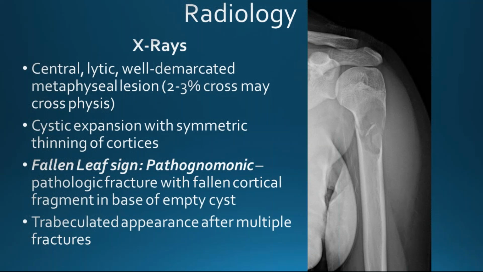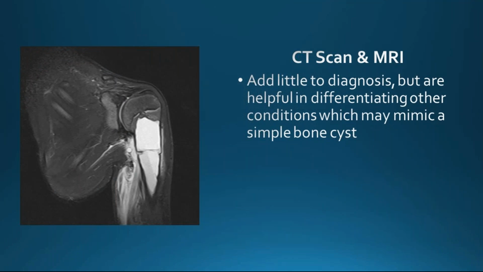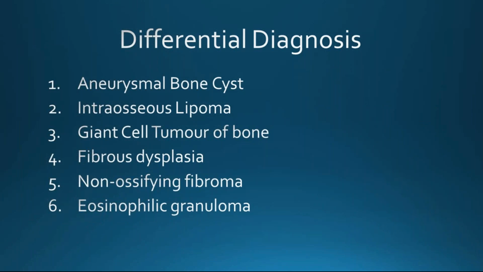Trabeculated appearance after multiple fractures. If you have multiple fractures, we can see a trabeculated appearance. Then coming to CT scan, it adds little to diagnosis but is helpful in differentiating other conditions which may mimic simple bone cyst. So the mainstay of investigation is X-ray. Differential diagnosis: you will have to differentiate this from aneurysmal bone cyst, intraosseous lipoma, giant cell tumor, fibrous dysplasia, non-ossifying fibroma, and eosinophilic granuloma.